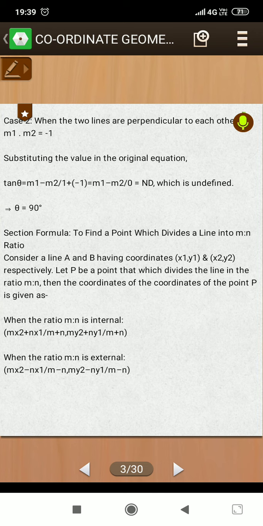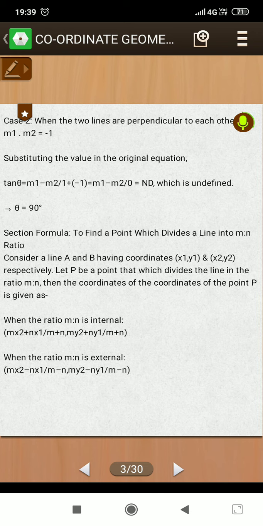Case 2. When two lines are perpendicular to each other, the product of their slopes is minus 1. Substituting the value in the original equation, tan theta equals (m1 minus m2) by (1 plus m1 m2). Here m1 m2 is minus 1, and 1 minus 1 is 0, so the denominator is 0, and the value is undefined or infinite. Tan theta is not defined for 90 degrees. For the least angle we need to take, for that purpose it is 90 degrees.